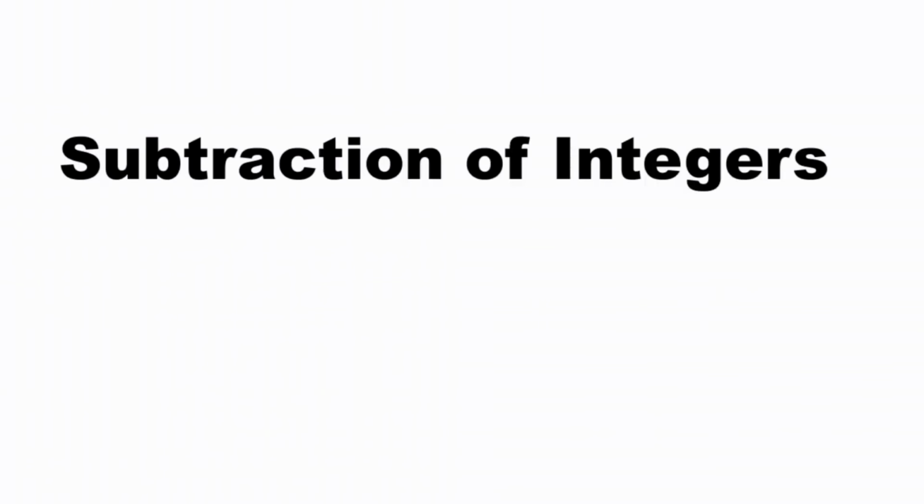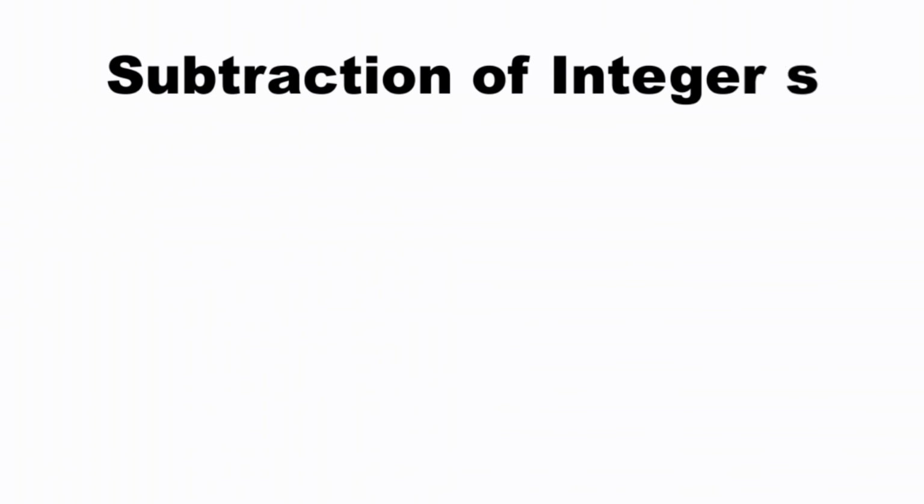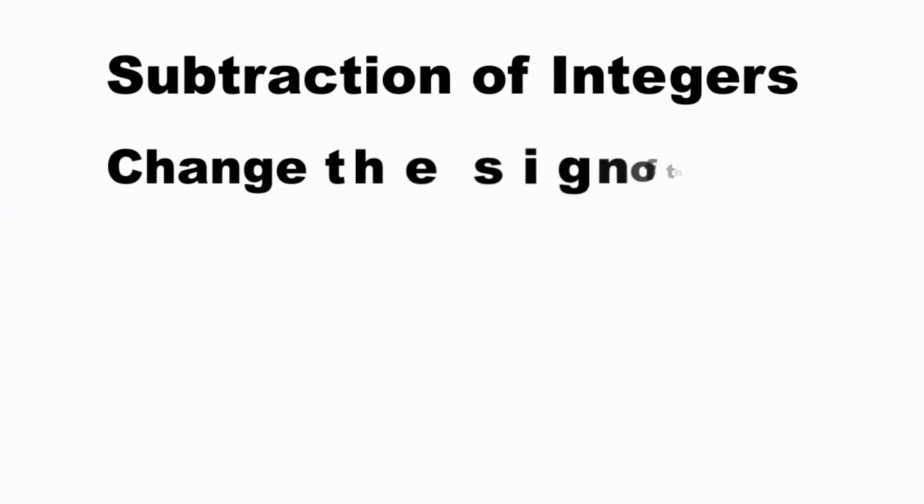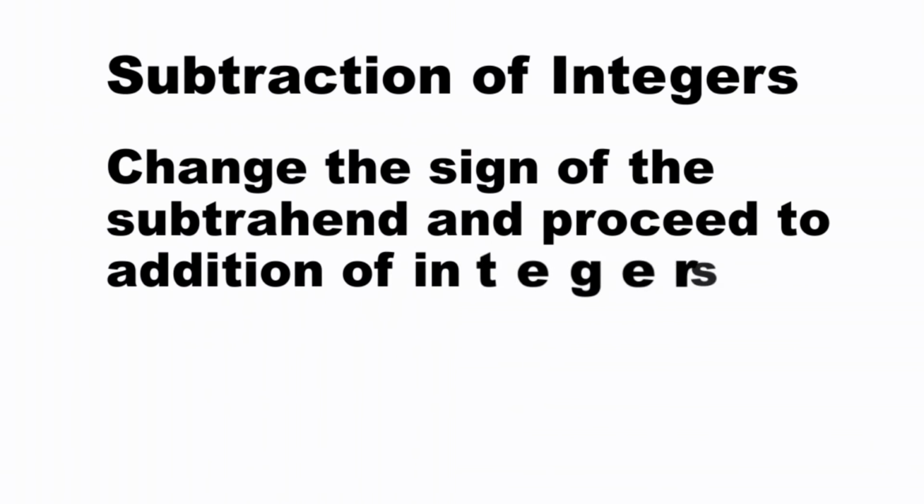Subtraction of integers. There is only one rule for subtraction of integers, but it is very related to addition of integers. This rule is to change the sign of the subtrahend and proceed to addition of integers. From this we should remember the like and unlike signs rule for addition of integers.